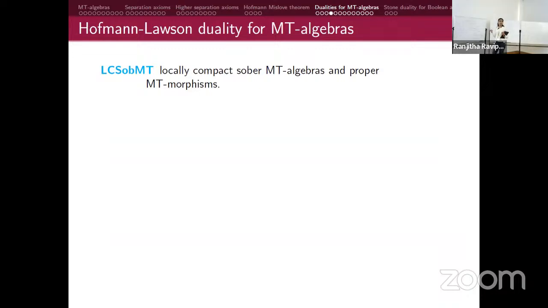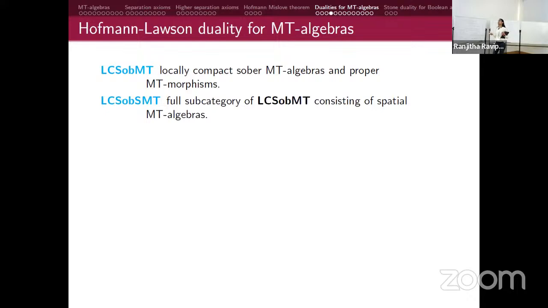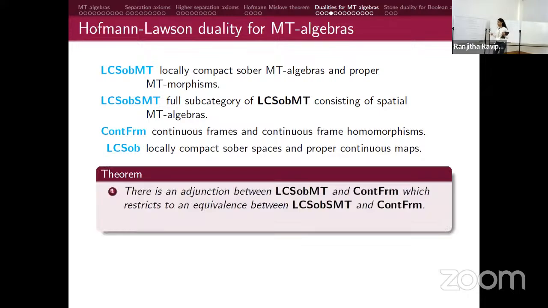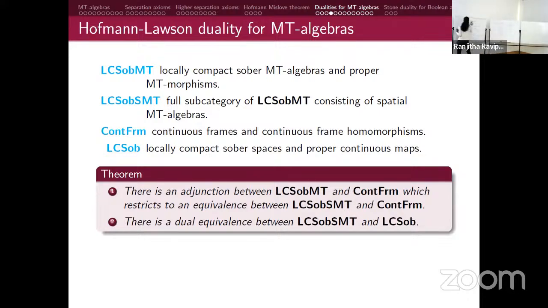So now Hofmann-Lawson duality. I'm just going to define the categories. LCSob will be locally compact sober empty algebras, and locally compact sober spatial empty algebras, and continuous frames. And now I get an adjunction between locally compact sober empty algebras and continuous frames, and then an equivalence between the spatial parts. I really want to write this because I think I'll be.